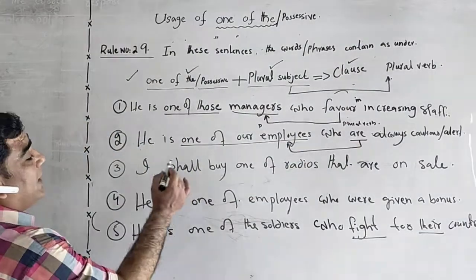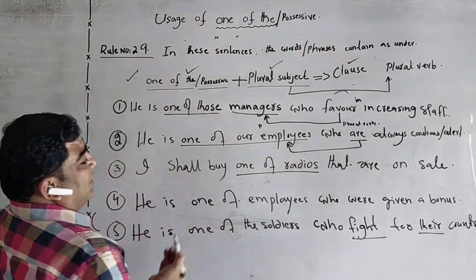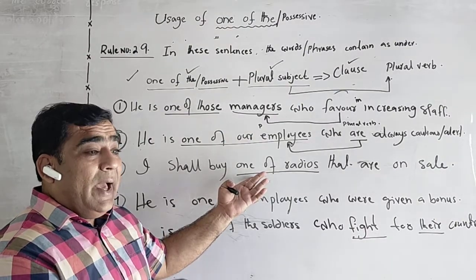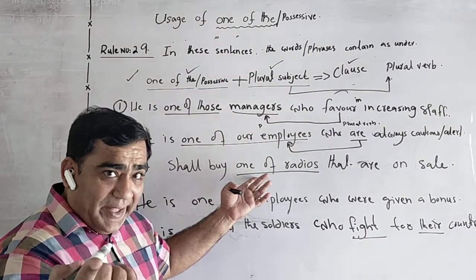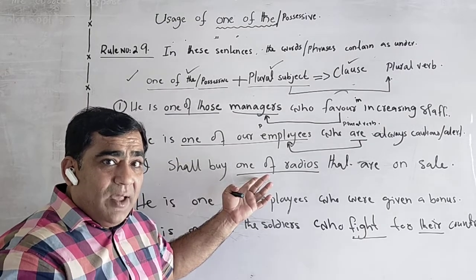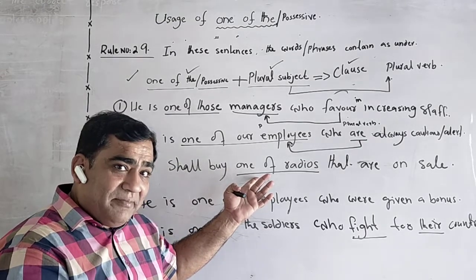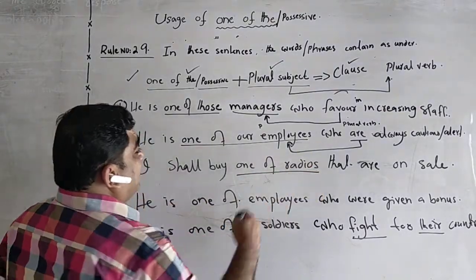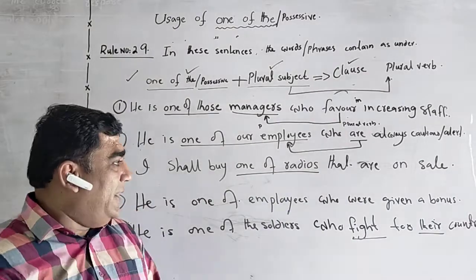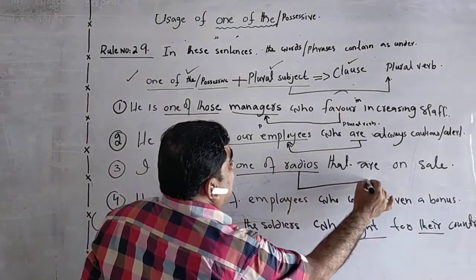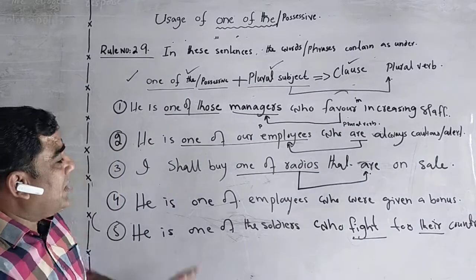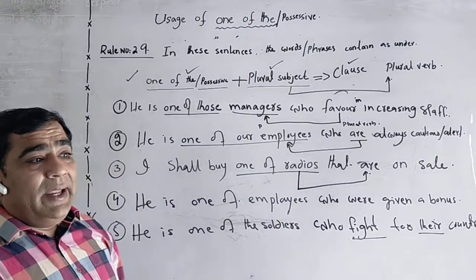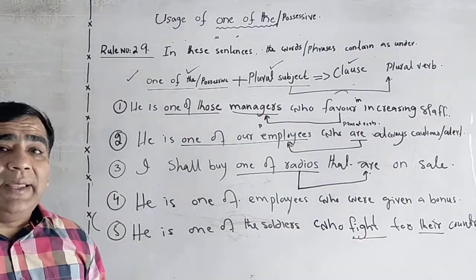Third, I shall buy one of the radios. One of the radios has been bought, one of the radios is missing, one of the radios is out of order. We use it in this way. But "I shall buy one of the radios" is a complete sentence. When we make the clause, we see the last word to agree with the verb. I shall buy one of the radios that are on sale. That are not available in the market.